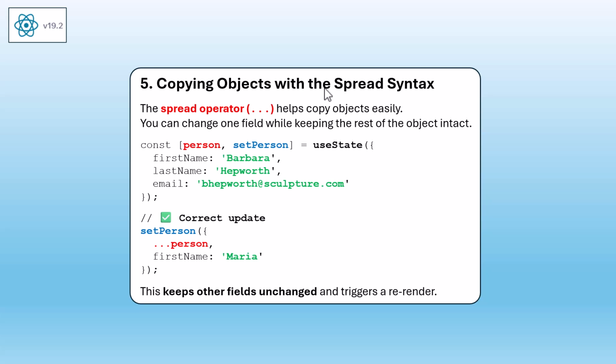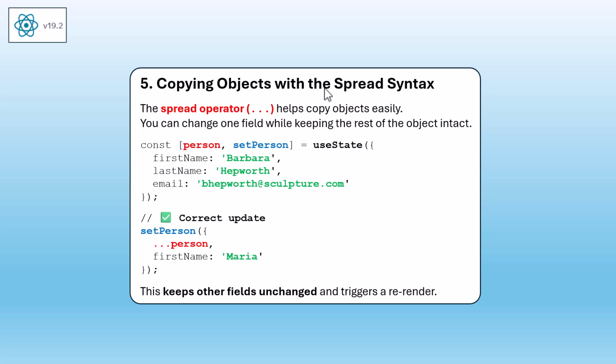5. Copying objects with the spread syntax. Often, you'll want to update only part of an object in state, maybe just one field in a form, while keeping the rest of its properties unchanged. The wrong approach would be to modify the object directly. Instead, the correct way is to create a new object that copies the previous one and then overrides the property that changed. The JavaScript spread syntax is perfect for this.